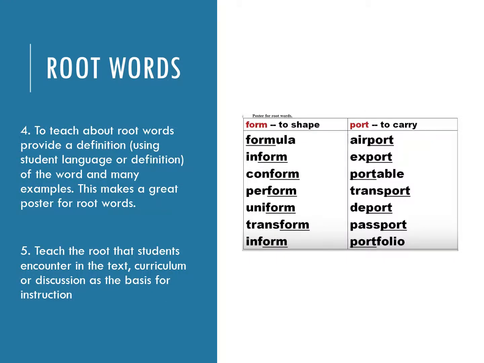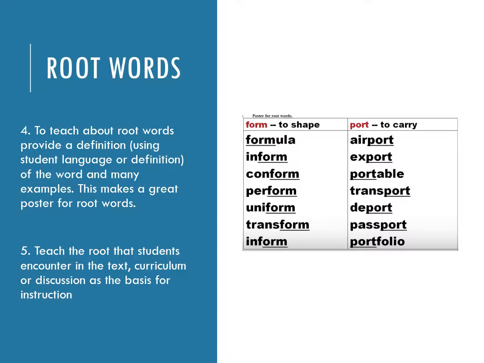Another way to teach about root words is to provide a definition using student language or student definitions of the word, and then also giving them many examples, and then have the students make a poster for the root words. So like you see on the screen, the word form means to shape, and then give them lots of examples of how the root word form can be made into lots of different words, like formula, inform, conform, preform, uniform, transform, and the same with port.